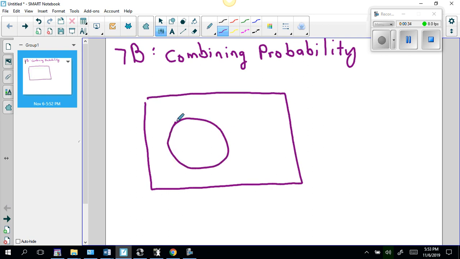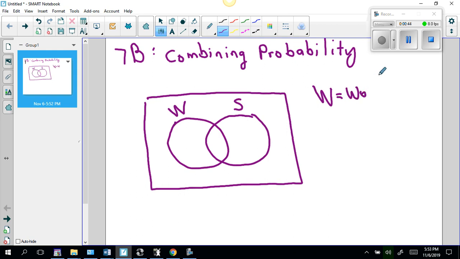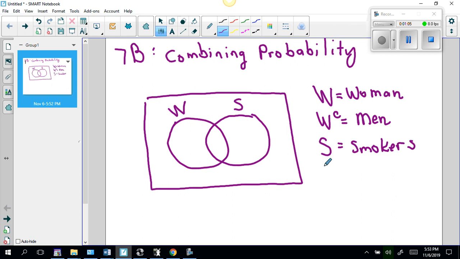Let's say you have women and you have smokers. So W means women. W stands for women. W complement, meaning opposite of women, meaning not women, are men. So guys, you don't get your own letter. We're just W complements. And then there's smokers. And there's complement of smokers, meaning not smokers.